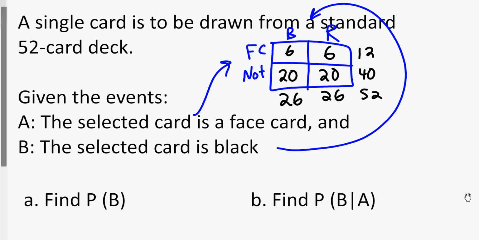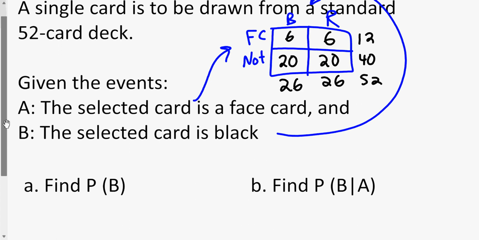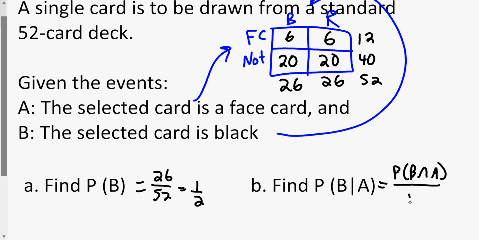We want to know if these two are independent or not. That's ultimately what we're looking for. So let's find the probability of B occurring, the probability that the selected card is black. We know that there are 26 out of the 52. So it's 26 out of 52, which is 1/2 or 0.5. Now, if these are truly independent, the probability of B given A should also be the same. So the probability of B given A would be the probability of B and A happening at the same time over the probability of A.